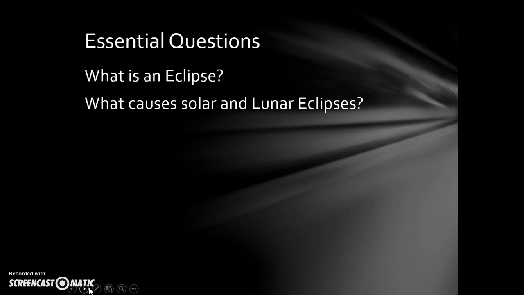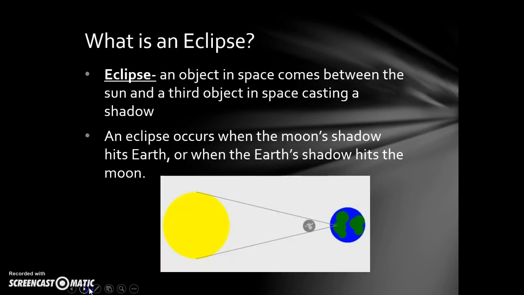Our two essential questions for today are: what is an eclipse and what causes solar and lunar eclipses? So what is an eclipse? An eclipse happens when an object in space comes between the sun and a third object in space, casting a shadow. So an eclipse will occur when the moon's shadow hits Earth, or when the Earth's shadow hits the moon. And those are two different types of eclipses. There's solar and there's lunar.